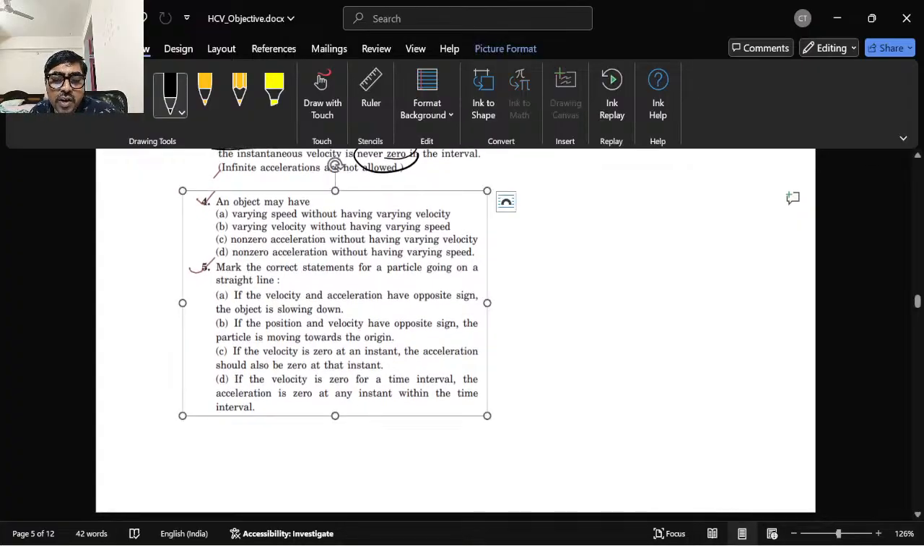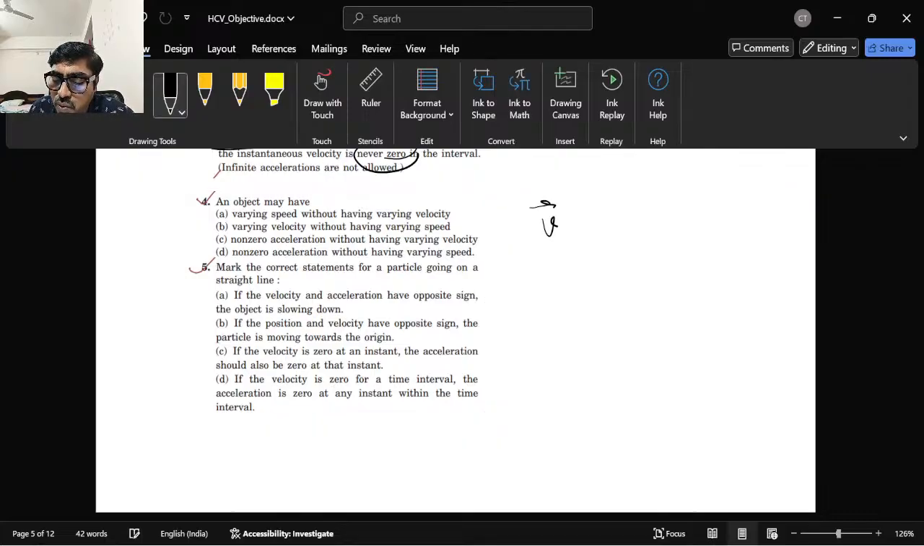Next. An object may have varying speed. Speed is changing, meaning you are putting the accelerator on, otherwise applying the brakes. Without varying velocity, how is it possible, sir? Velocity is basically what? Velocity equals speed into unit vector. So speed is magnitude, unit vector is direction. You change the speed, then velocity changes. You change the direction, then also velocity changes. Both of them are changed, then also velocity changes.